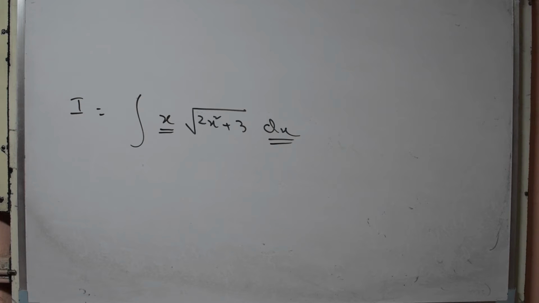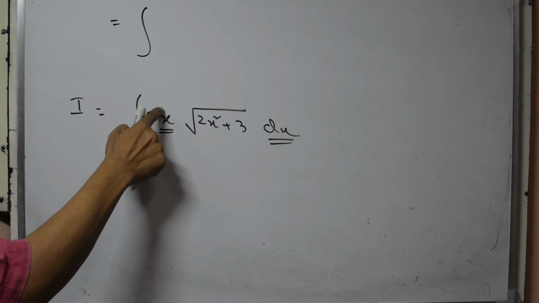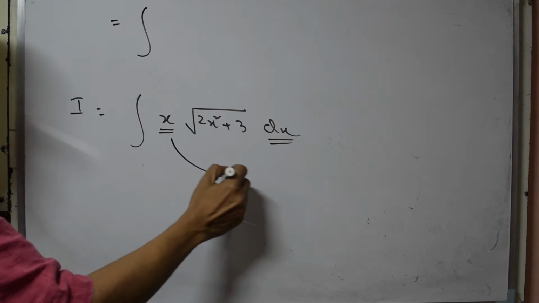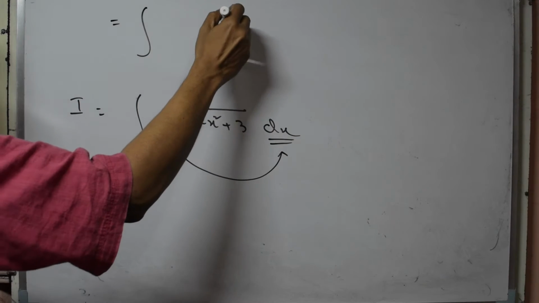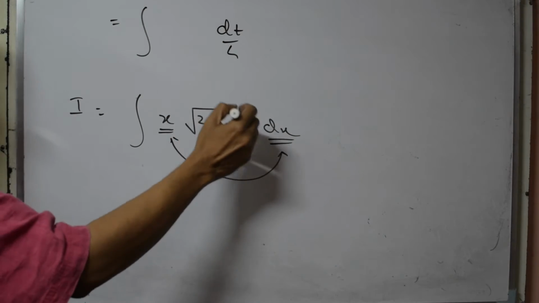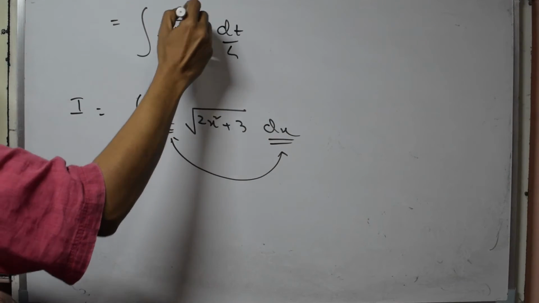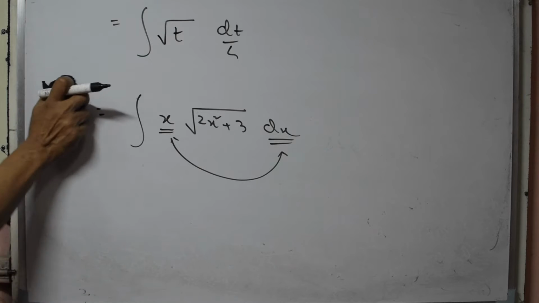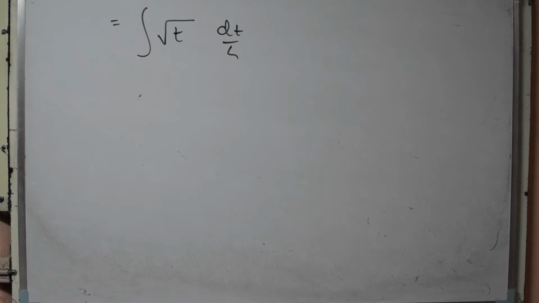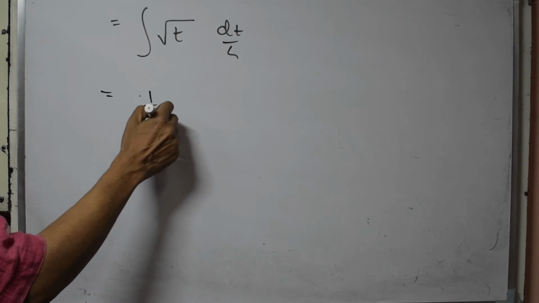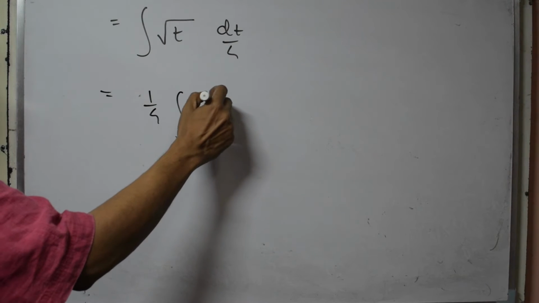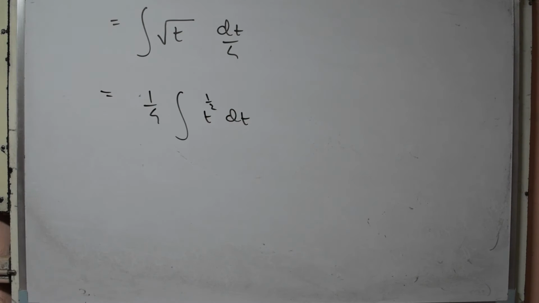And what about 2x square plus 3? This x dx together, these two together, we are writing dt by 4. And this expression inside is t under root. So now what is happening? In this initial stage, we cannot integrate because 2x square plus 3 can't be simplified. But now, this 4 is a constant, we will take it outside, and root t is t to the power half dt. So our task is now easy and done.